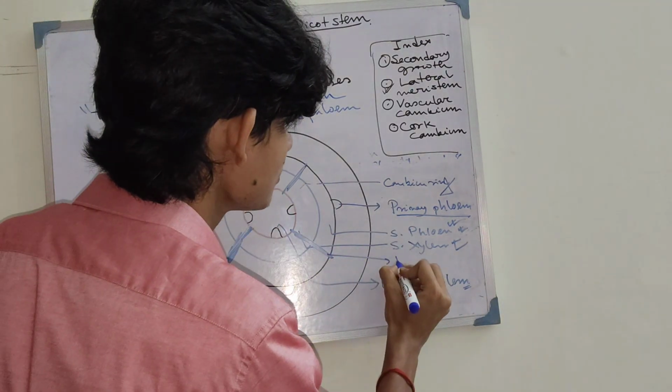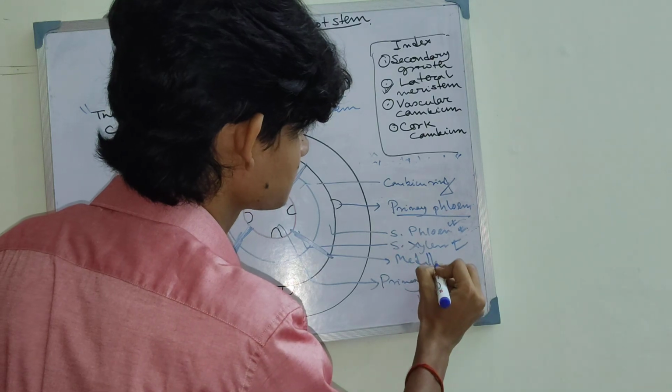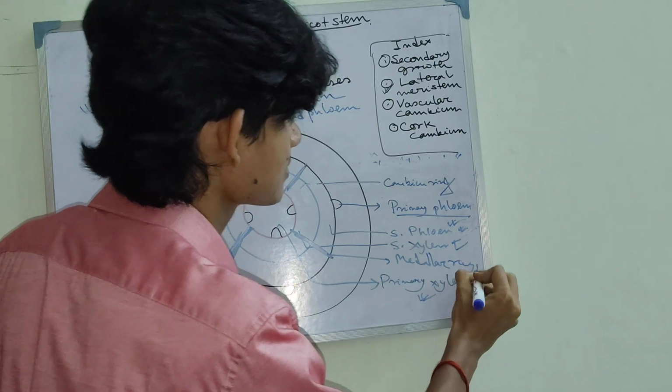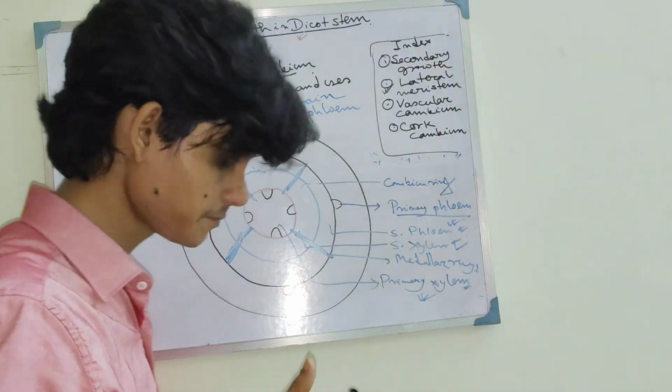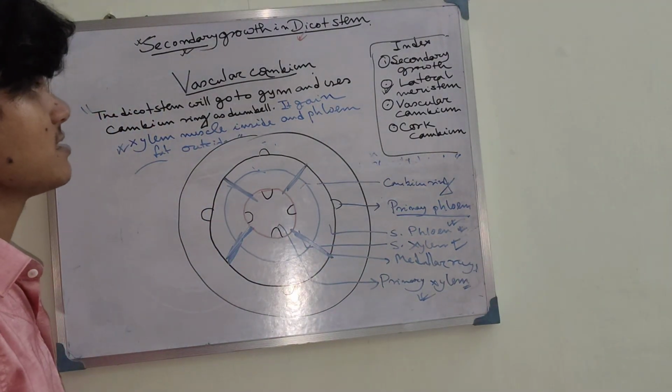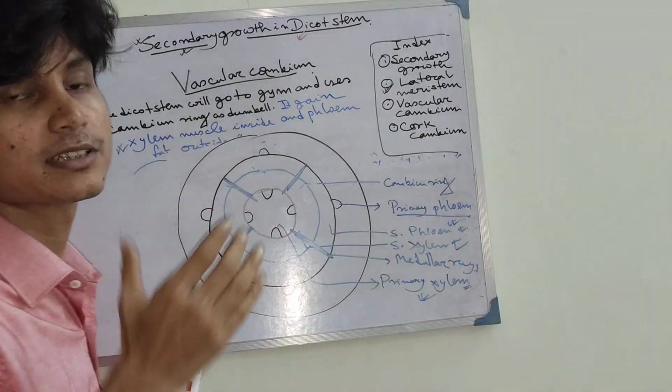These tissues are called medullary rays. What is this called? Medullary rays. These are parenchymatous in nature. Okay, so the vascular cambium is completed.